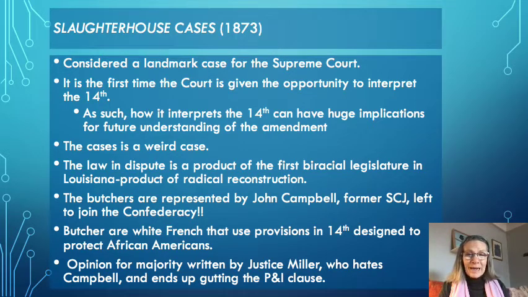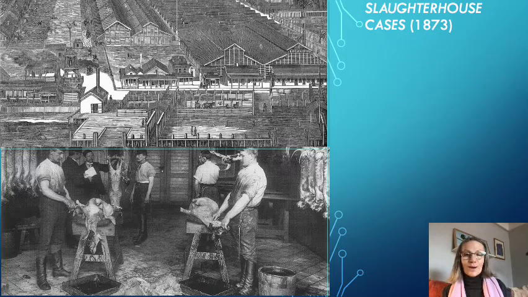And so, this is a very strange case for many reasons, but it's landmark in terms of it gives us an understanding of the 14th Amendment's Privileges or Immunities Clause that basically makes it have no power. And it really sort of changes the trajectory in terms of the way we think about the incorporation of the Bill of Rights. So let's dig in and take a look at the actual facts of this case. Okay, so what's going on with the Slaughterhouse Cases?